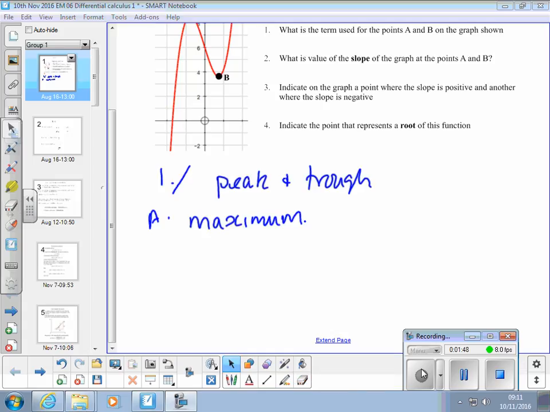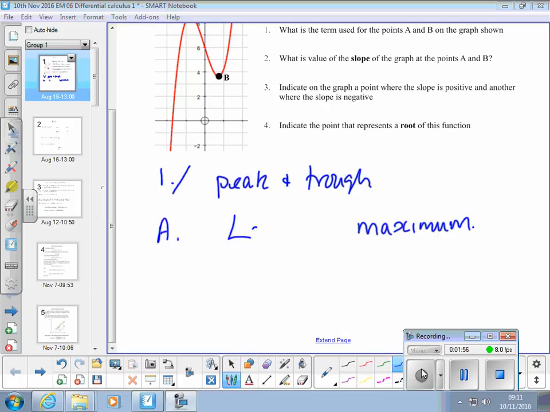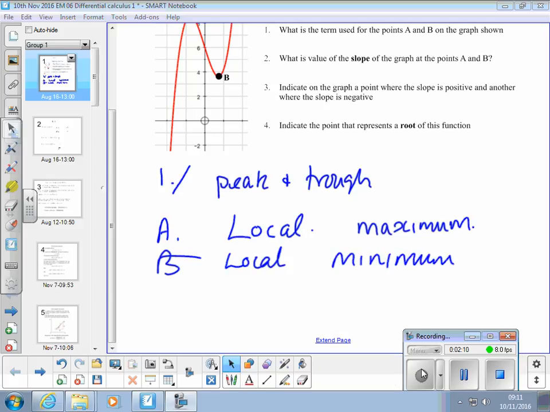More completely, A is the local maximum, B the local minimum. Right? I can see why you might say peak and trough. They aren't really mathematical engineering terms. I'll give a point each for maximum, minimum, or peak and trough. If you've included the word local, you can have an extra point.